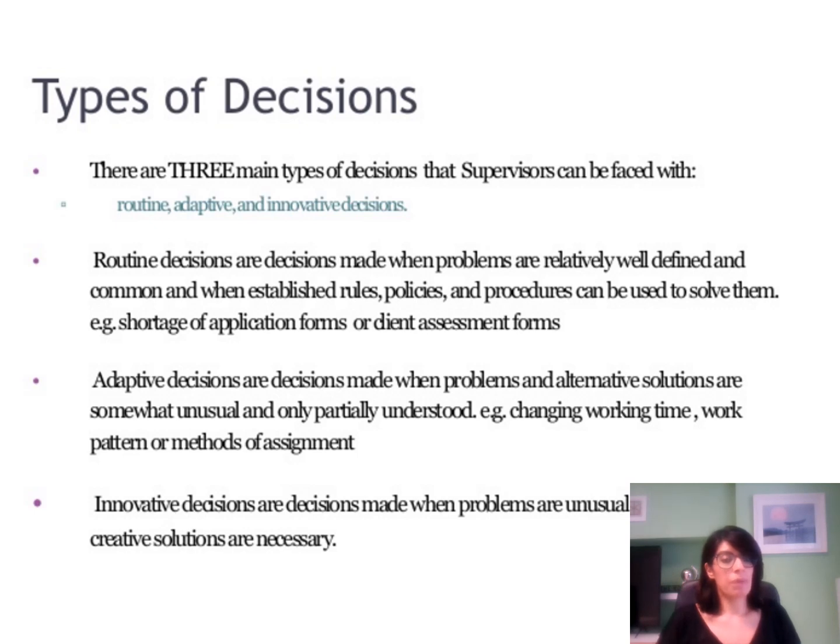So when it comes to being a supervisor and you come to looking at making decisions, there are three types of decisions that you can be faced with. They are either routine, adaptive, or innovative. So routine decisions are those that are made when problems are pretty well defined and they're common, okay? So they happen a lot, and so you have rules and policies and procedures to solve them.